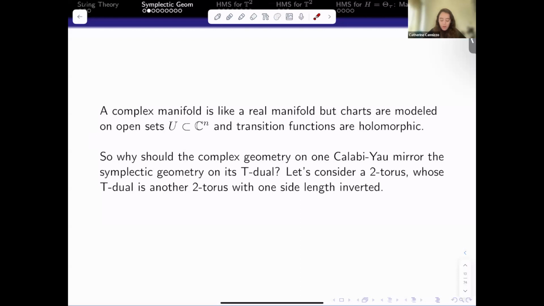I said earlier that the complex geometry on one Calabi-Yau mirrors the symplectic geometry on its mirror, which is this T-dual. And to illuminate that a bit more, let's consider a two torus, a surface with one hole. The T-dual of a two torus is another two torus where one side length is inverted. So let me say a bit more what I mean by that.